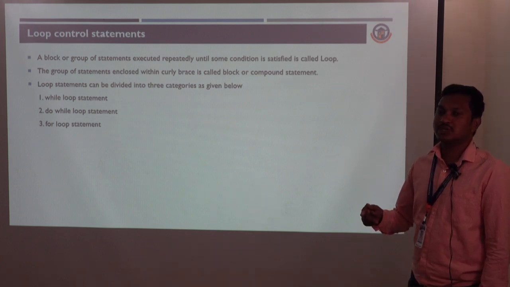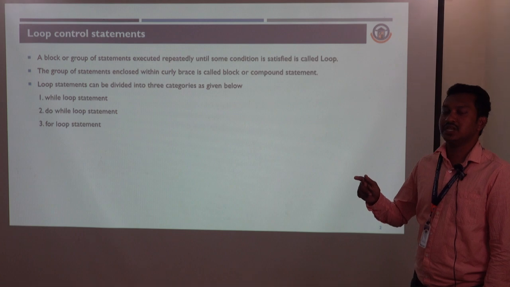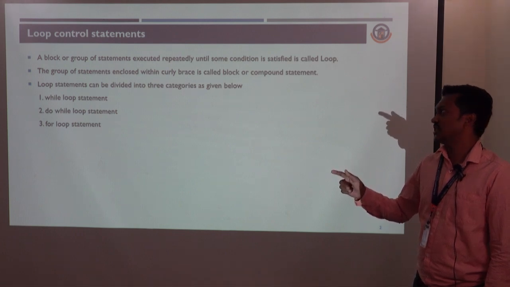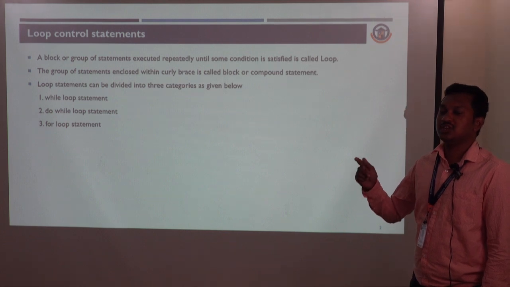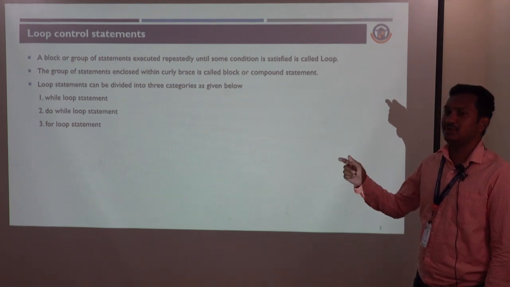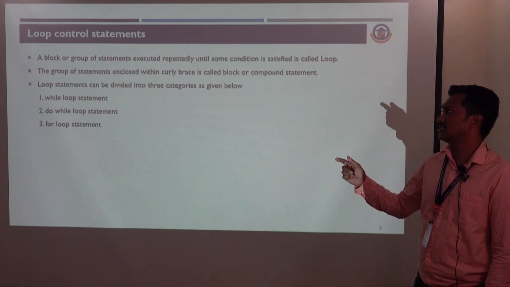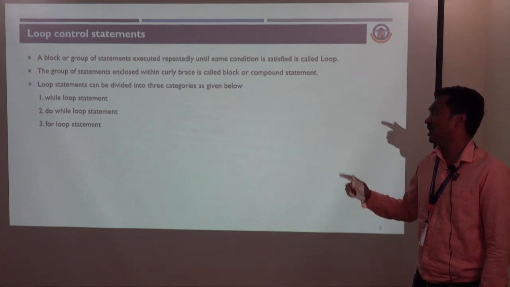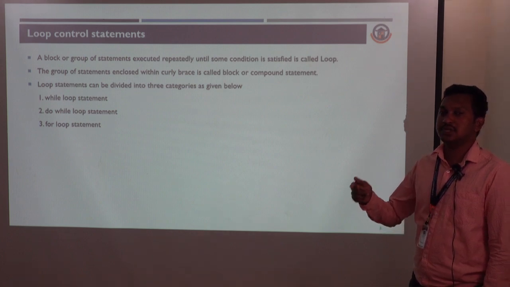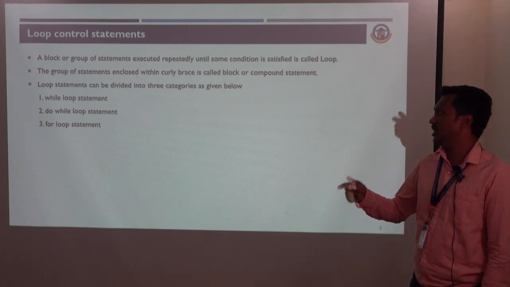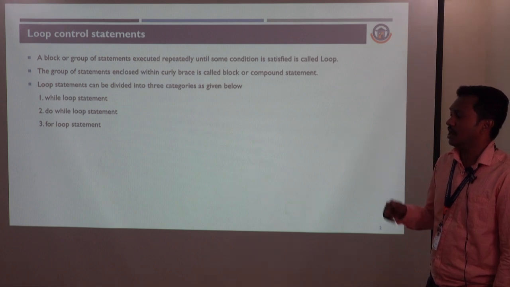If we want to execute a statement at least one time, we can go for the decision making statements. In decision making statements, based on the decision, the statement will be executed in the program. That is called the decision making statement. And another one is the loop control statement. If we want to execute the statement in the program repeatedly, we can go for the loop control statement.